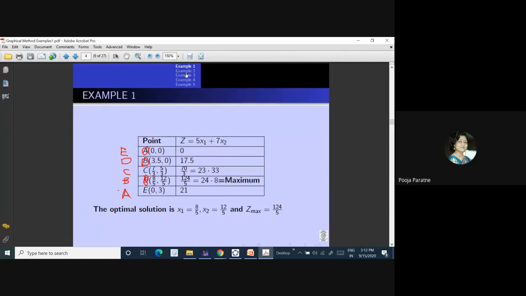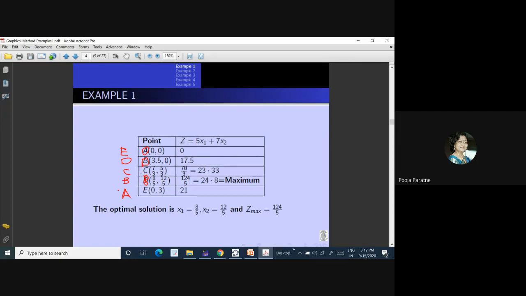What is our Z? Z is 5x1 plus 7x2. Then what we have to do? We have to find the value of Z at every point. These are all corner points, or you can say vertices, of the common feasible region of the given LPP. Then you just find the value of Z at these points. So obviously at the origin, x1 equals 0, x2 equals 0, so the value is 0. Then for D, the vertex is (3.5, 0) and the answer is 17.5.